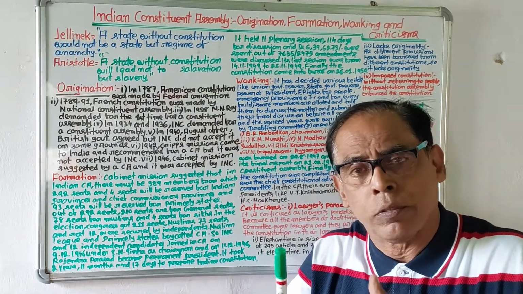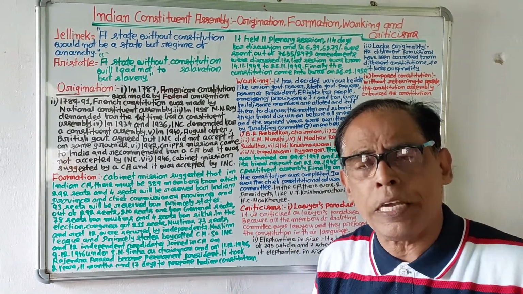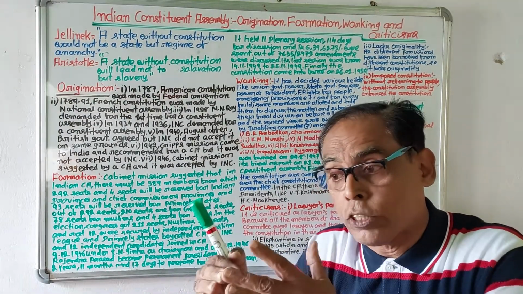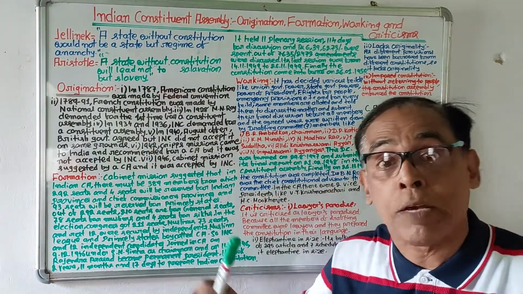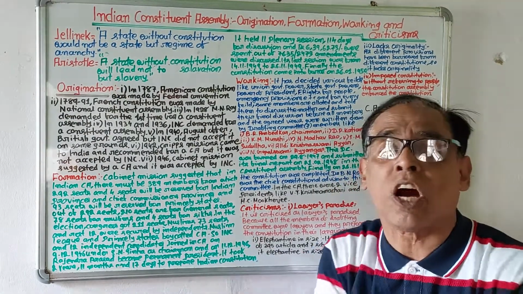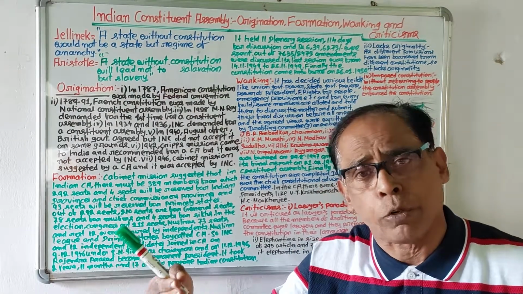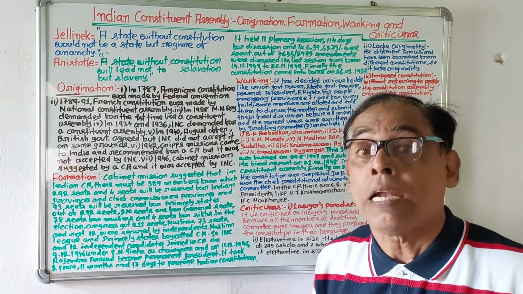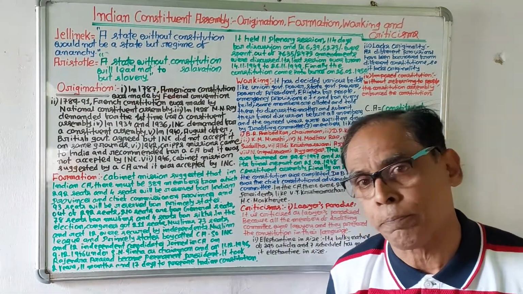So the Cabinet Mission of 1946 sanctioned a Constituent Assembly, and a Constituent Assembly was formed in India. In this way, the Indian Constituent Assembly was formed. So we are clear about the origination of the Indian Constituent Assembly, how it was formed in 1946 by the recommendation of the Cabinet Mission. Now let us discuss the formation of the Indian Constituent Assembly.